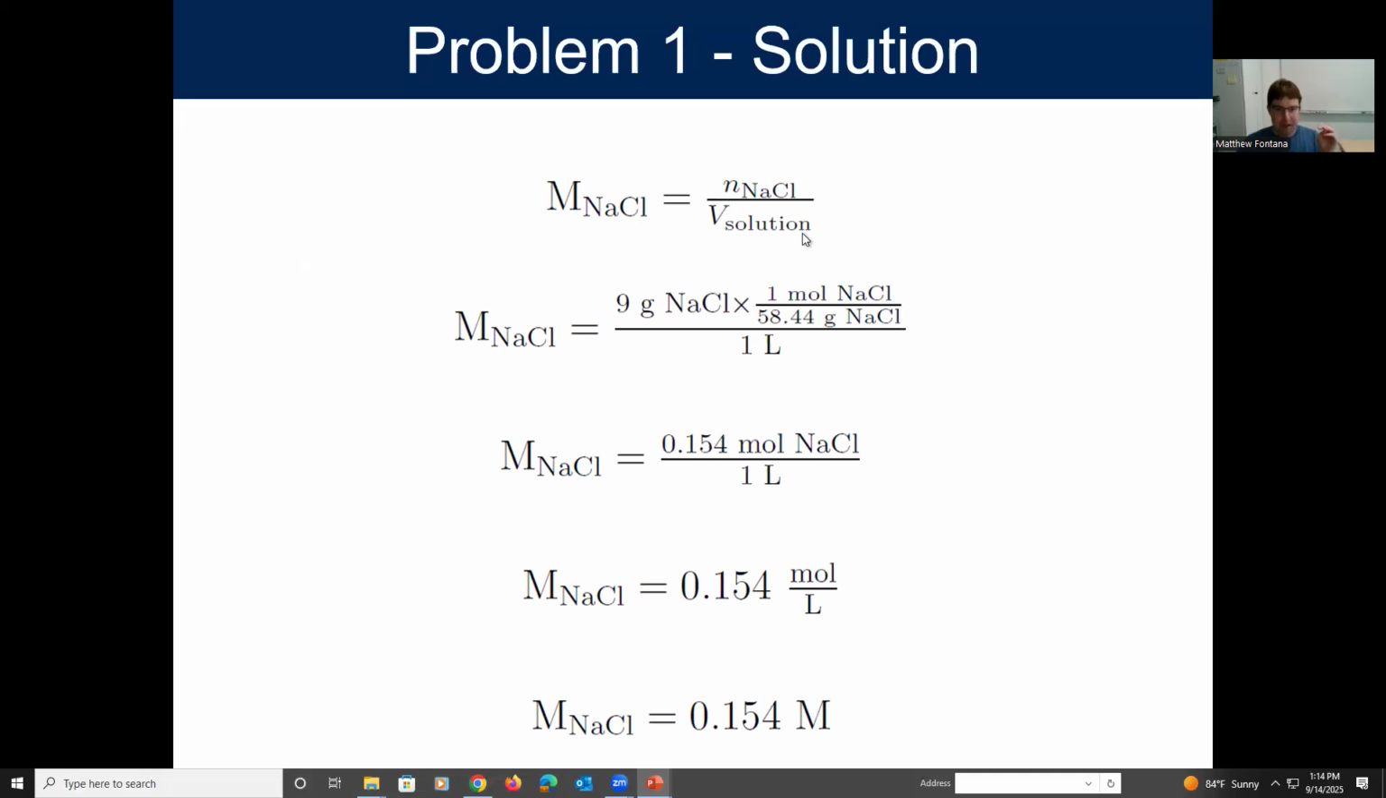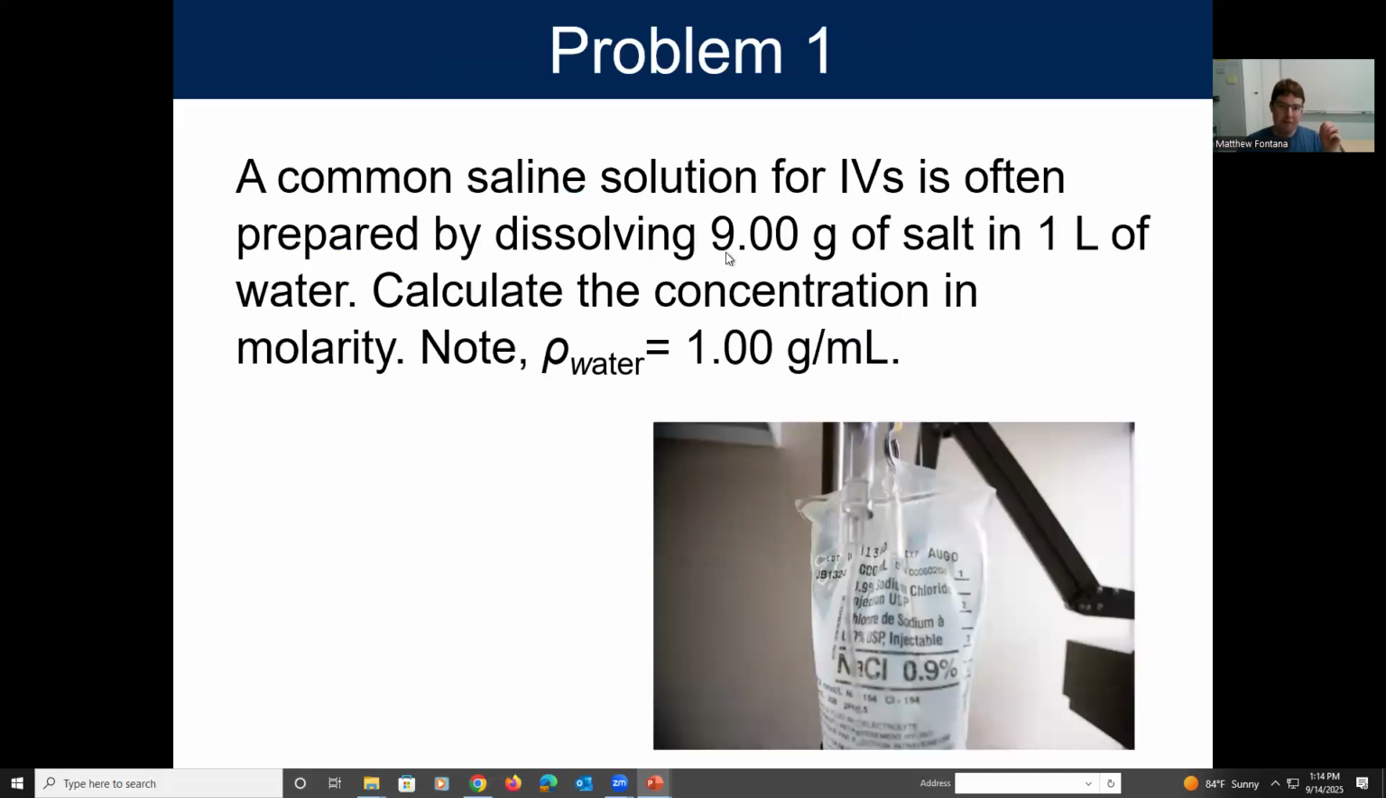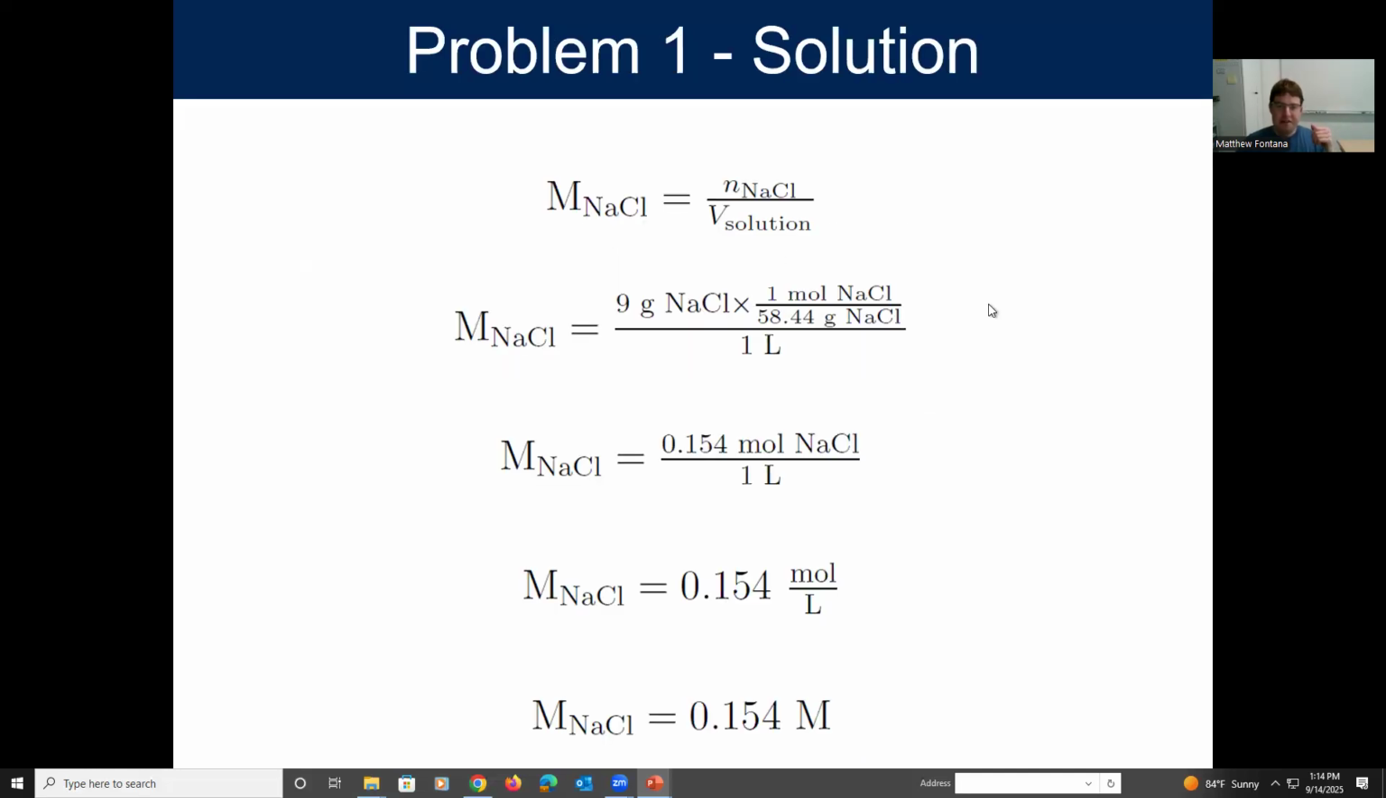Okay. And so how do we know how many moles of sodium chloride we have? Well, we know that we start off with 9.00 grams of sodium chloride. And you can see here's the 9 grams that we start with. As you can see, there's a small typo. That should say 9.00 grams to get the sig figs to be consistent. And so you use the mass of sodium chloride, and then you look up the molar mass for sodium chloride to get into moles of sodium chloride. And when you do that, you're going to get moles of sodium chloride.